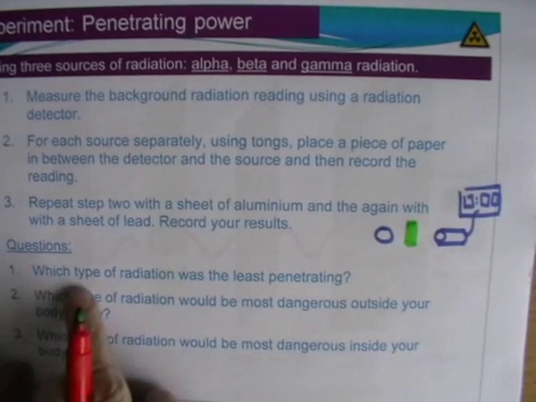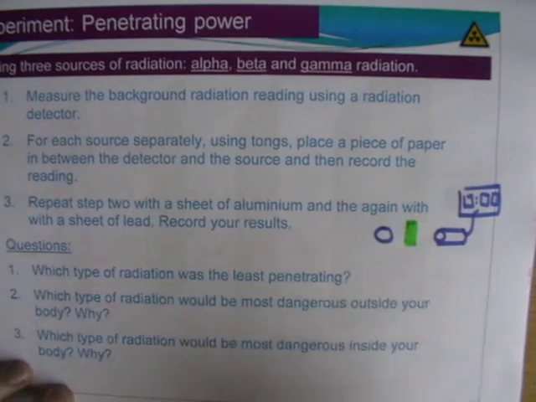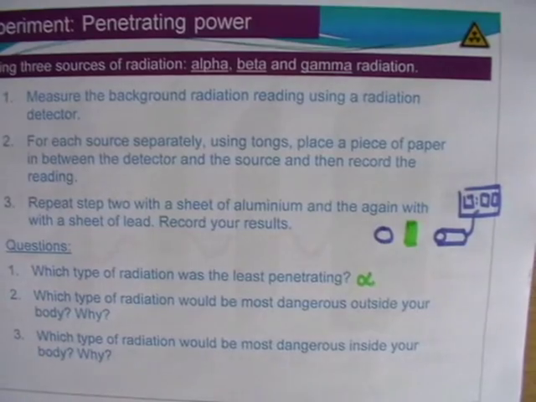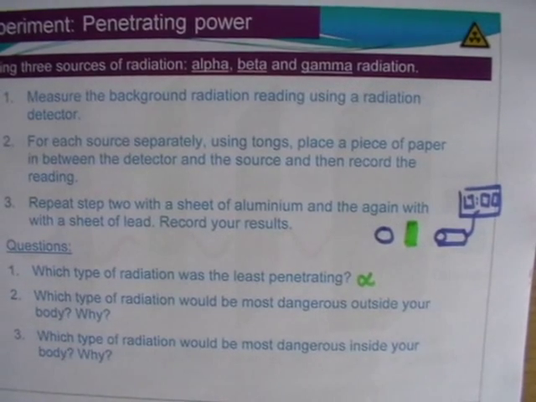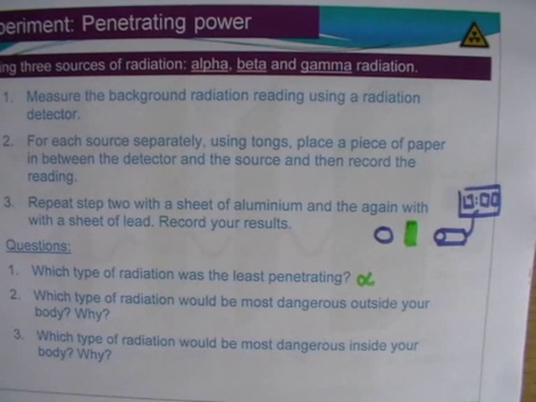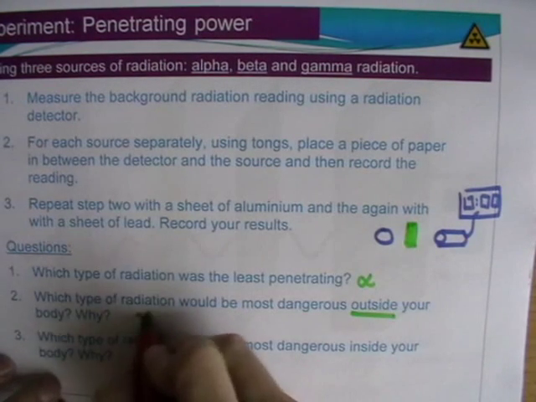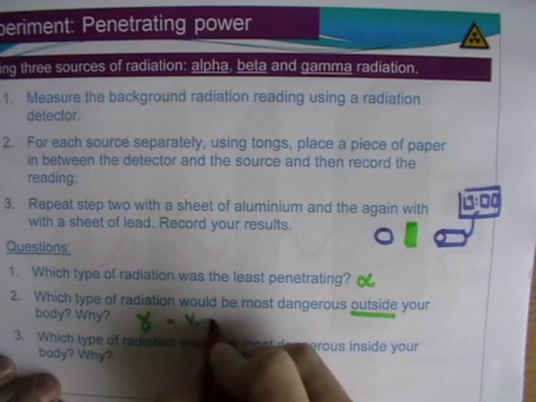So if you did that, which type of radiation was least penetrating? And the answer is alpha. Which type of radiation would be most dangerous outside your body, and why? The type of radiation that would be most dangerous outside your body is gamma, and the reason is because it's very penetrating.